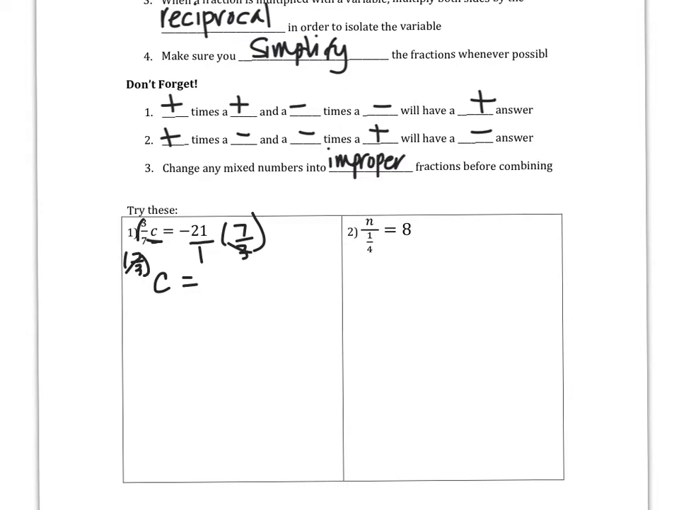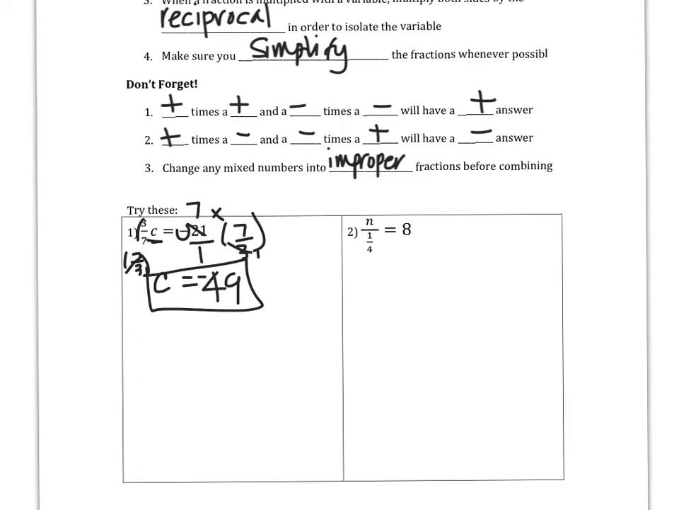I'm going to cross reduce. That's going to be a 7. And so I'm going to have 7 times 7. That was a 1. 1 times 1 is just 1. So 7 times 7 is 49. So C equals 49. And this was actually a negative 21, so it's going to be a negative 49.